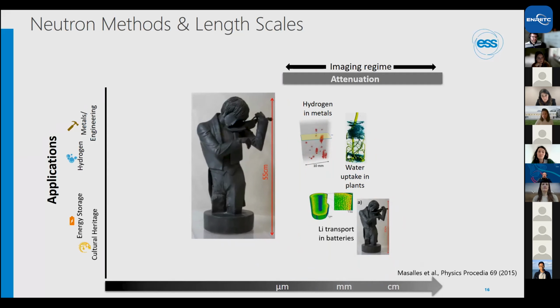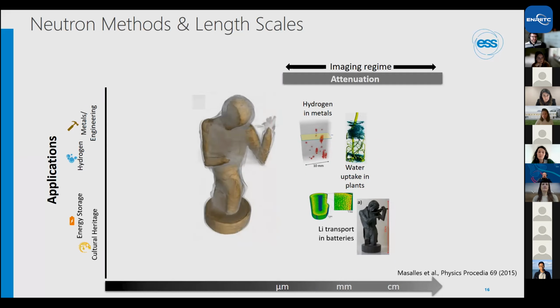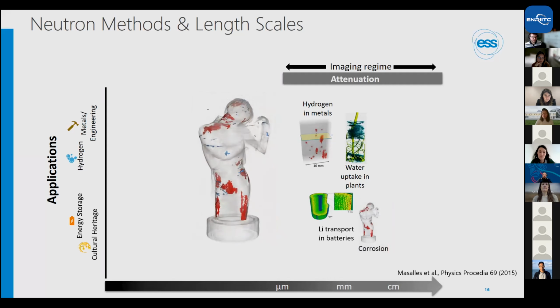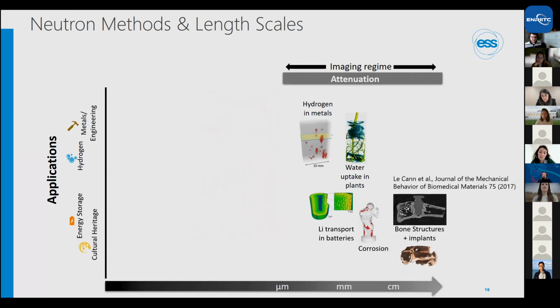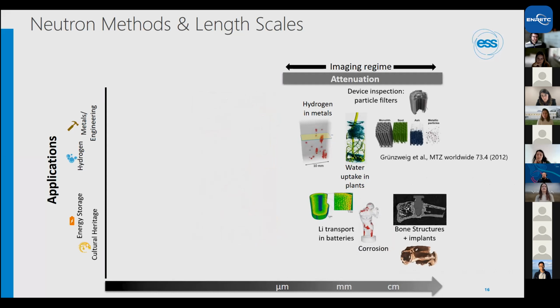Here you can see, for example, a lead statue. And since the lead can be easily penetrated by neutrons, one can reveal the inner wooden kernel, and moreover, even locate regions inside that have been soldered or corroded. Applications, of course, also exist in the medical sector. Here you, for example, see a bone structure and implants. And of course, one can look also at larger assemblies, like, for example, this diesel particle filter.